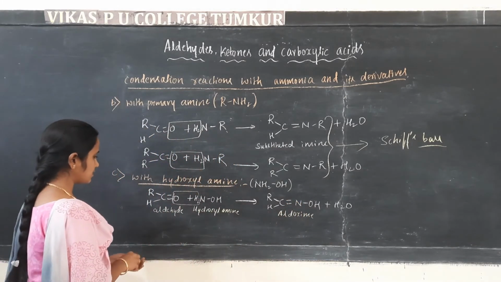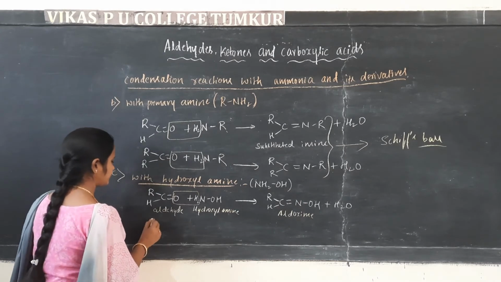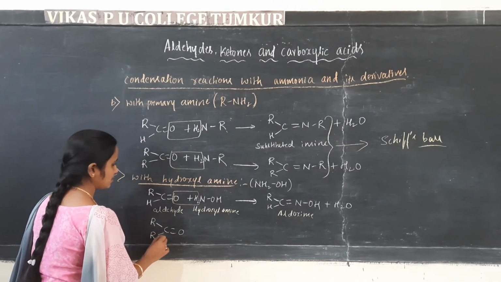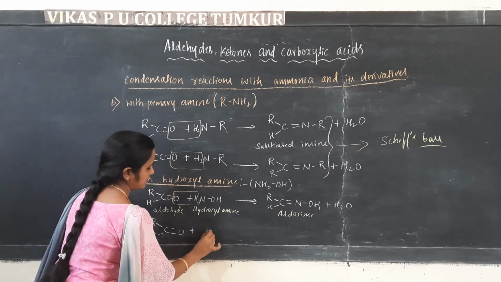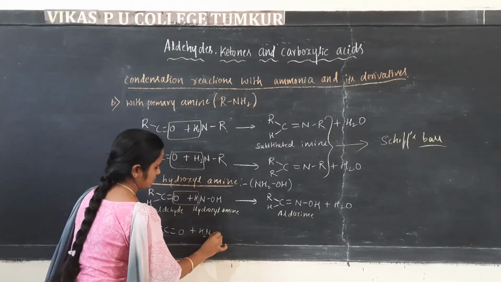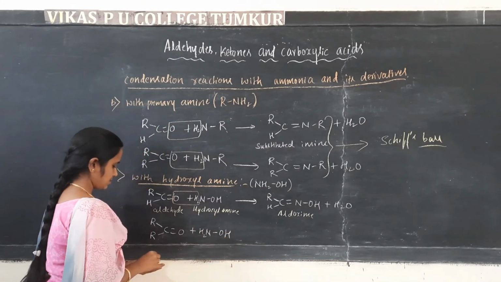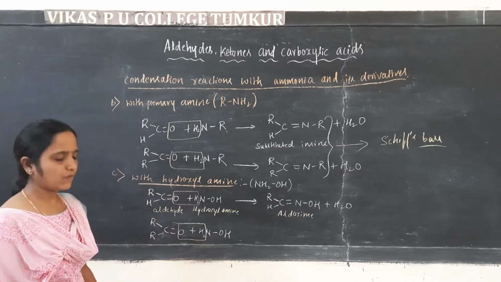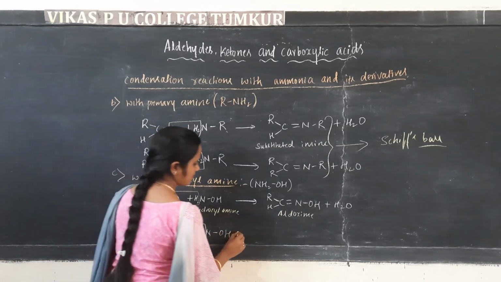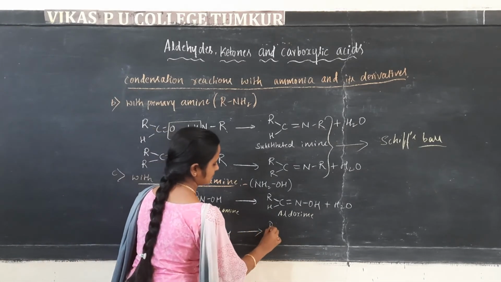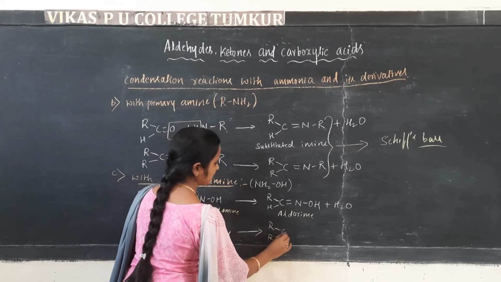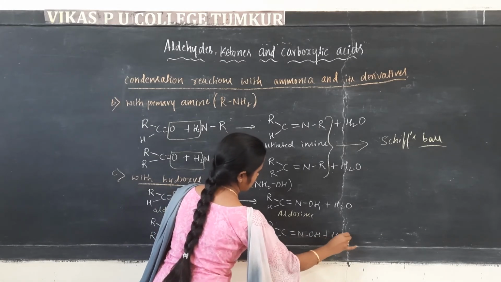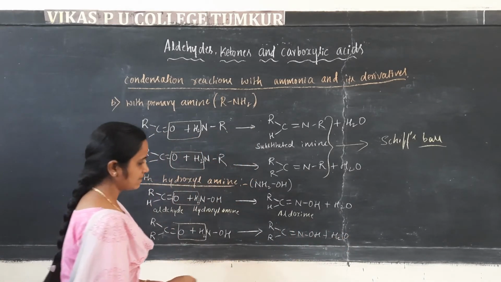Like that only we will discuss for the ketones. That is RCOR plus NH2OH, with removal of water, it's going to form ketoxime. The name of this product is ketoxime.